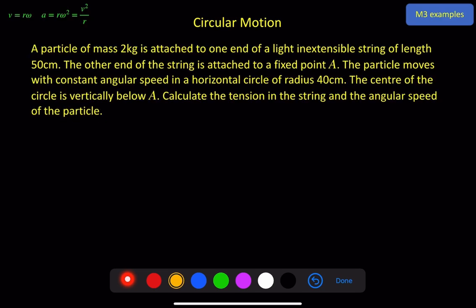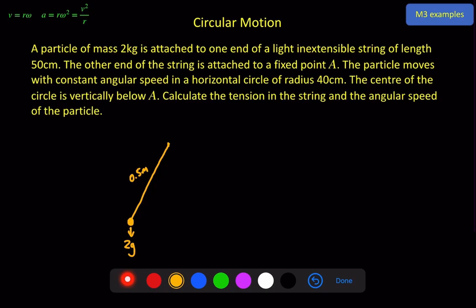A particle of mass 2 kilograms is attached to one end of a light inextensible string of length 50 centimeters. Now, straight away, be careful here. Don't leave that as 50 centimeters. Change that into meters. And then here we've got 2 kilograms, so that's 2g on the weight.